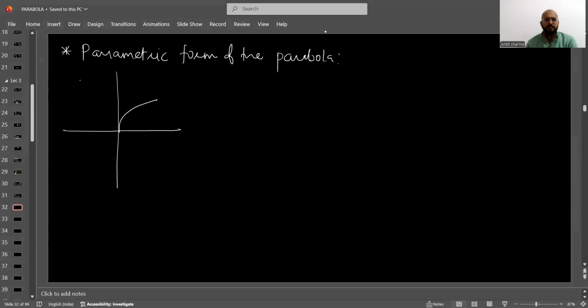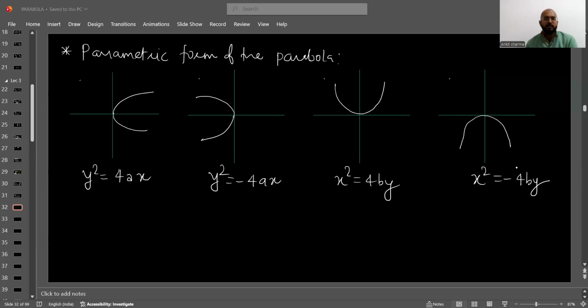So the first one is here. I'll keep the diagram short. Here I have four parabolas: y square equal to 4ax, y square equal to minus 4ax, x square equal to 4by, and x square equal to minus 4by. So I just want a point. That means if I want a general point on the parabola, or let's say I want to solve a particular problem, I cannot work with just one particular point. So what I'm saying is I'm considering a point on the parabola which will work in general. That means I can work with a parametric form.